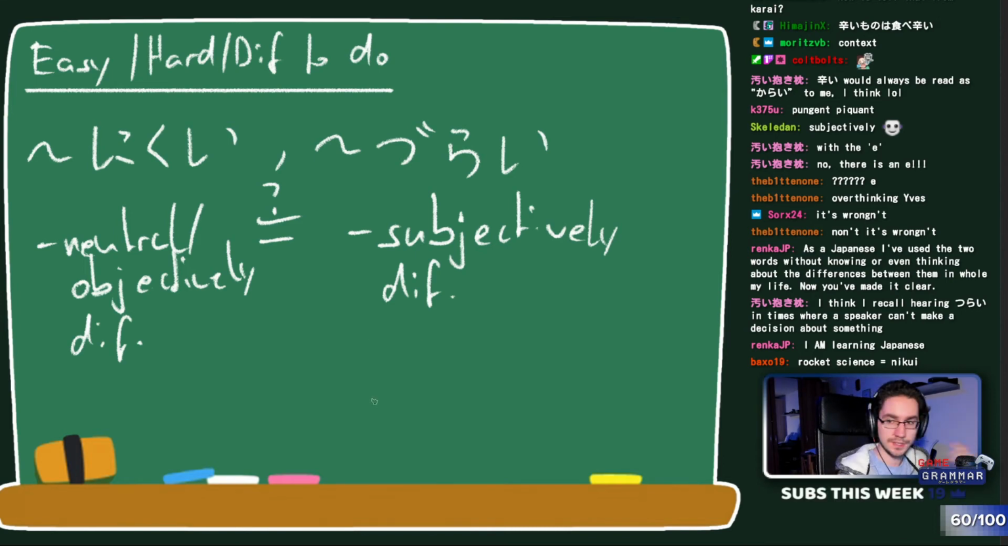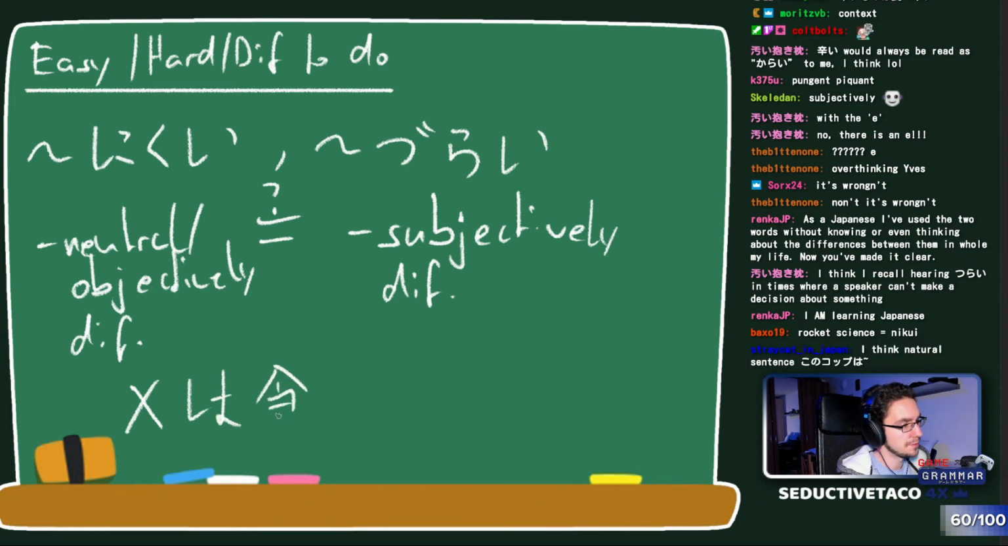So let us actually look at an example. For example, if we have some thing, some X object, and you can say 食べづらい, right? I always use 食べる. I shall be excused for overusing it. このコップは.